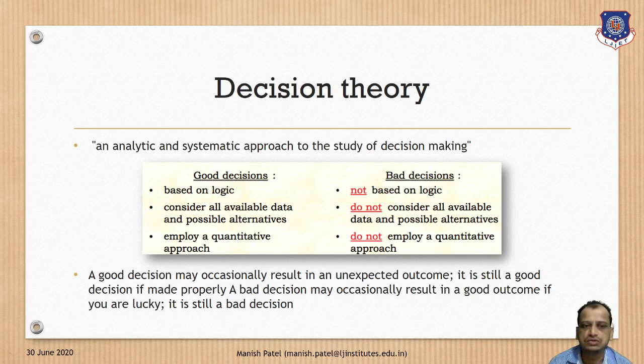Similarly, good decisions also use the quantitative approach. Remember this. Means numerical values also. They focus on numerical values and get the answers. And bad decisions do not focus on that. Clear? Sometimes good decisions also get a bad outcome, or you can say an unexpected outcome. But still, if it is made properly, it is a good decision. Again, if you are lucky with bad decisions, you will get a good outcome. But that is not the case all the time.